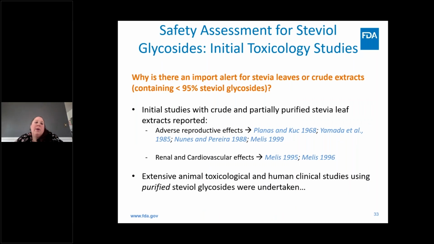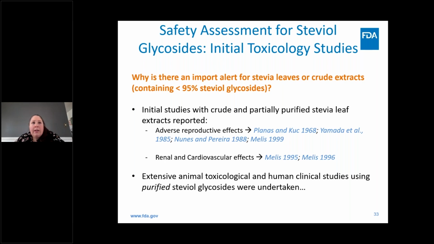So in discussing the regulatory history of Steviol glycosides, I mentioned that we have an import alert, which was first put into place in 1991. And while it's been modified over the years, it's still in place for any Steviol glycoside preparation that is less than 95% pure. And so why do we have this import alert? I hinted at the fact that it's due to inadequate toxicological data.